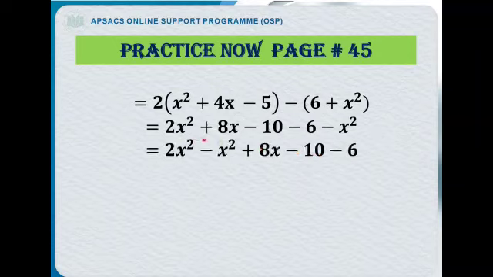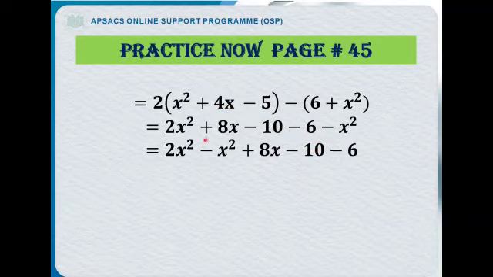So 2x square. Now what are we doing in this step? Can anyone observe? Correct. We are arranging the same power like terms in one line: 2x square minus x square, then plus 8x, then minus 10 minus 6. Clear? Now we are going to solve.